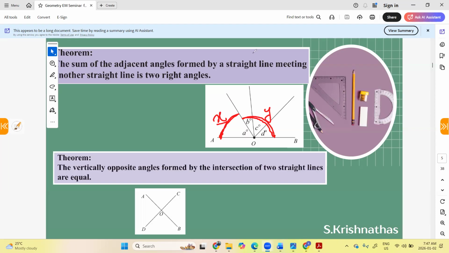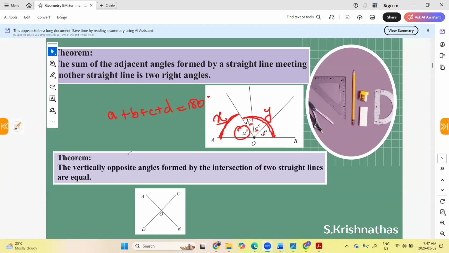One more thing, students. Here, we can take this one A, and in this Y, B, C, D are there. So finally, A plus B plus C plus D equal to 180 degrees. Sum of angles on a straight line is 180 degrees. That is the basic one, right?